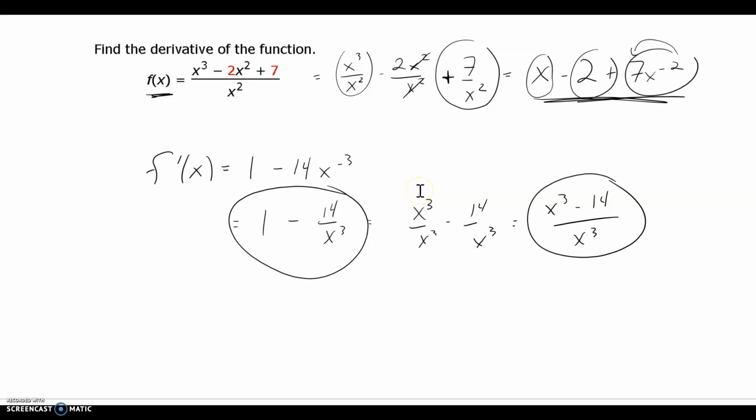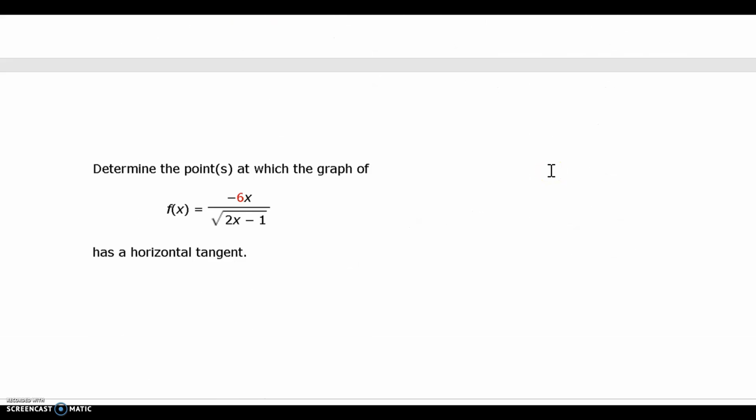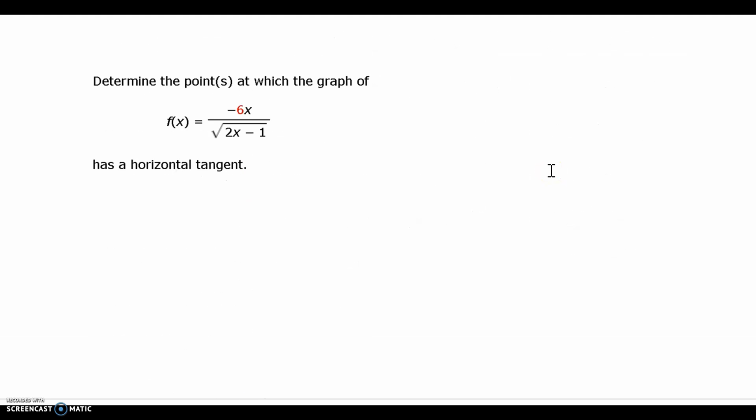Okay, moving on, we're just going to get more complicated as we go. That didn't require the chain rule, the product rule, or the quotient rule. We could have done the quotient rule, but it's a lot easier without it. So now let's take a look at one. Oh, we'll jump right into it.